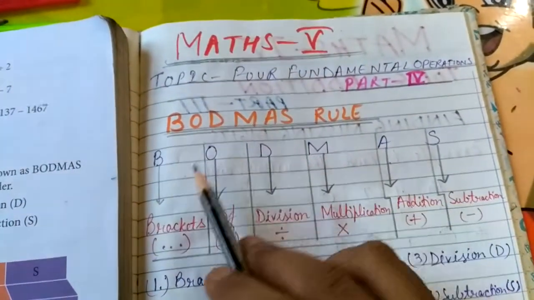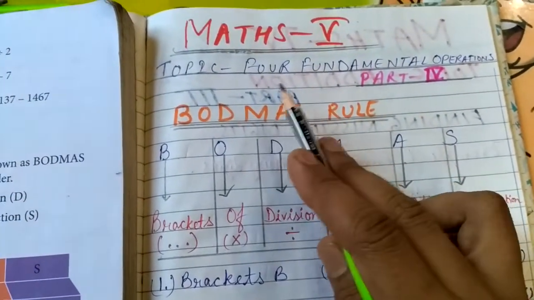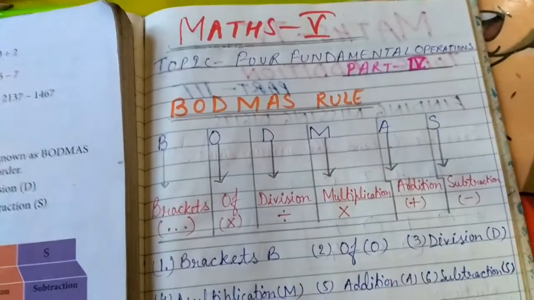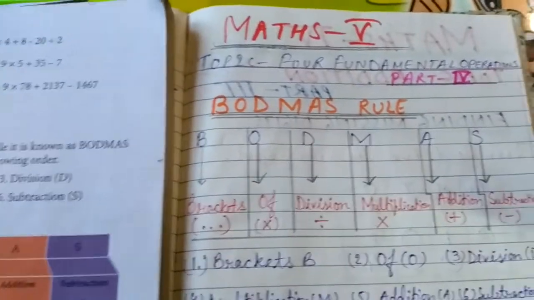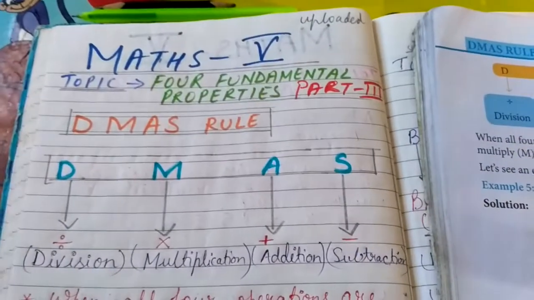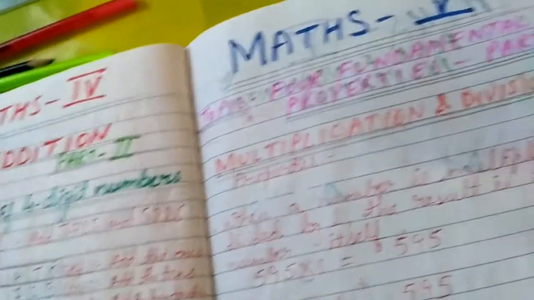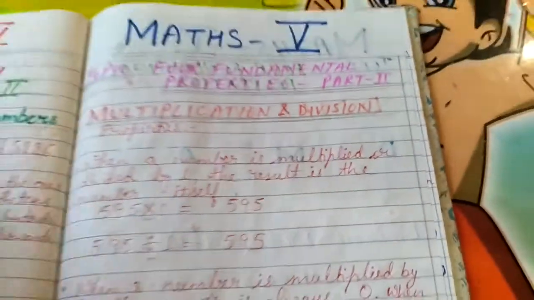As you all know, in our maths course book, right now we are doing chapter 2, that is 4 fundamental operations, and this is part 4 video of that particular chapter. In the previous video, we have discussed the DMAS rule, and previous to that, we have discussed multiplication and division.